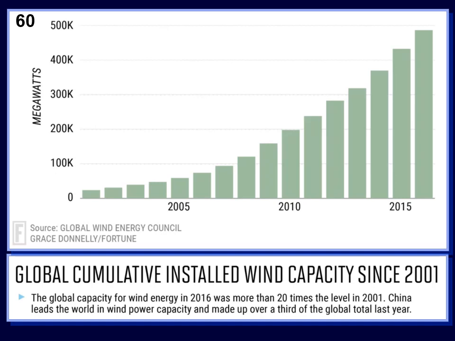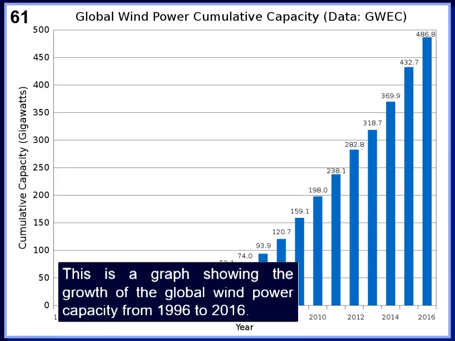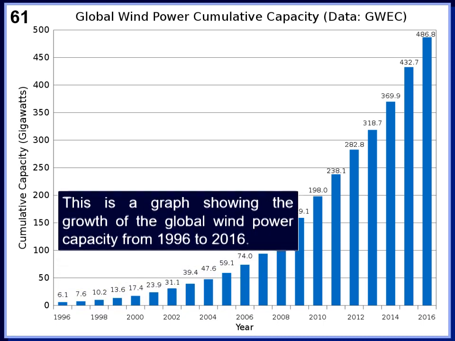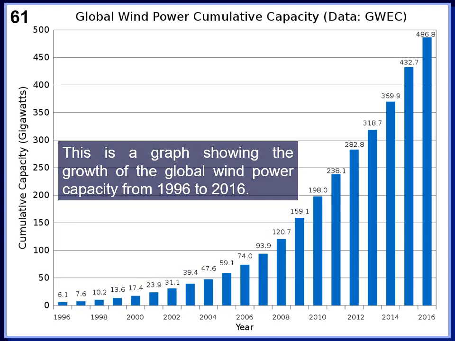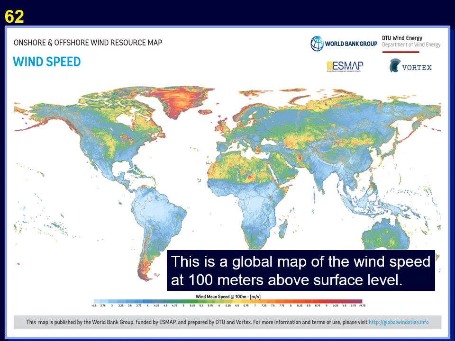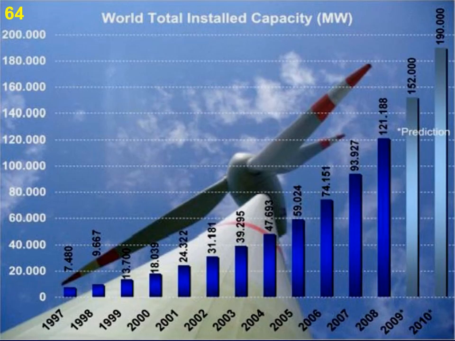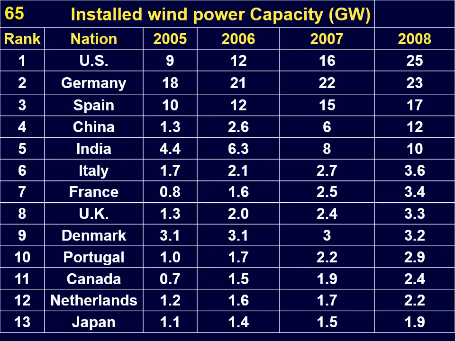The global capacity for wind power increased by more than 20 times in the 15 years from 2001 to 2015. This is a graph showing the growth of the global wind power capacity from 1996 to 2016. This is a global map of the wind speed at 100 meters above surface level. This is a graph of the worldwide wind energy capacity. This is another graph of the worldwide wind energy capacity. This is a table showing the installed worldwide wind energy capacity of various countries.